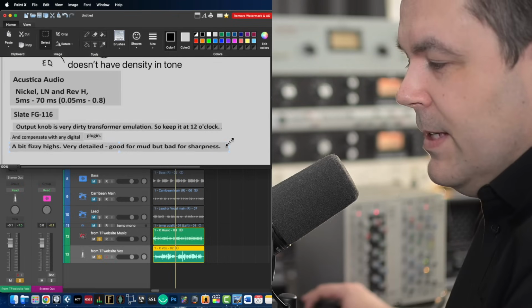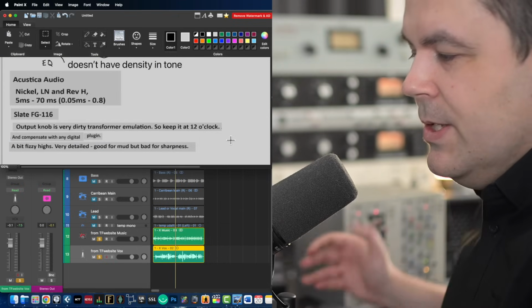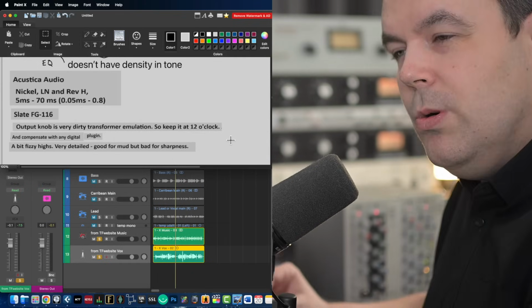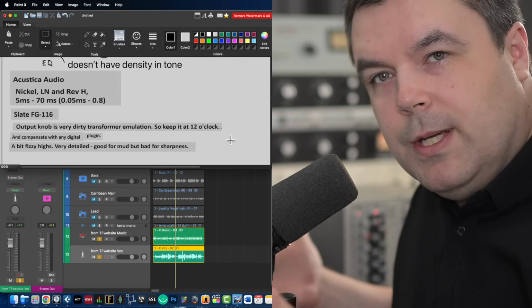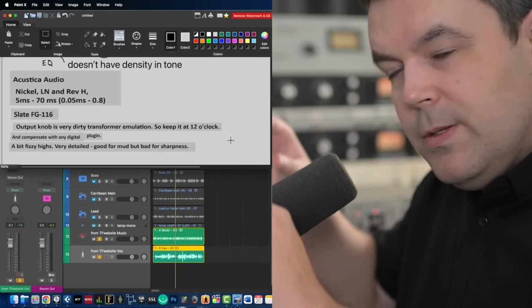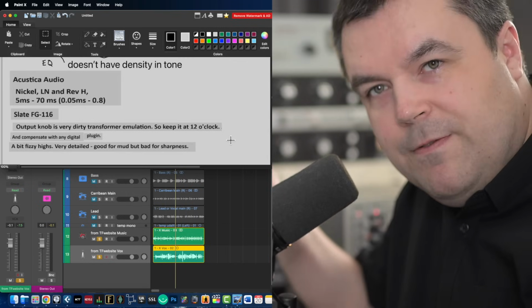When they're detailed and emphasized on the top, they're good for muddy instruments, but bad for sharpness. If your instrument tends to be a bit too noisy or too harsh, eventually you get a thinner and harsher sound. Again, it all depends on the setting, don't get me wrong. You can always compensate a bit, but compensation is not a 100% fix.